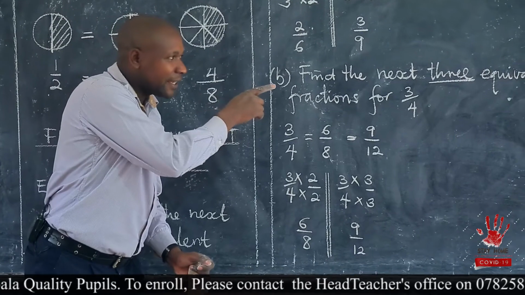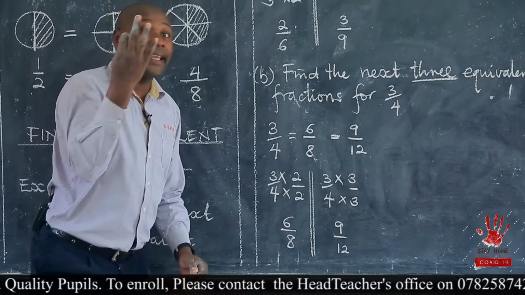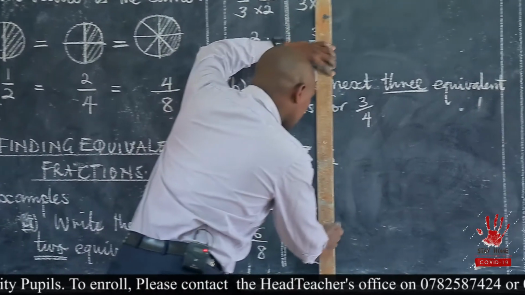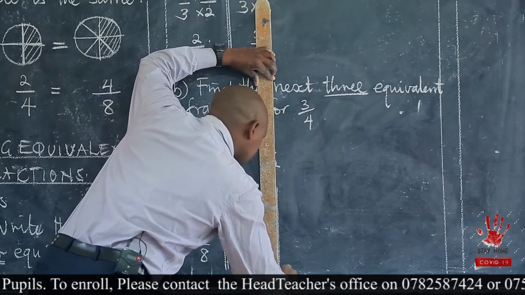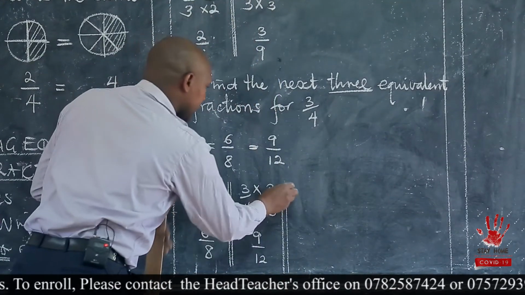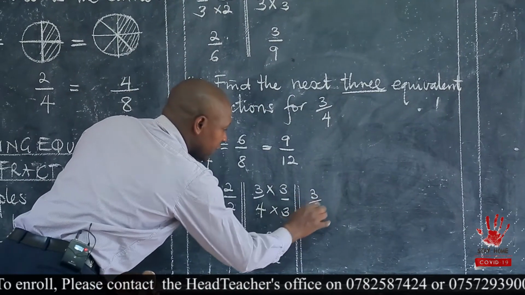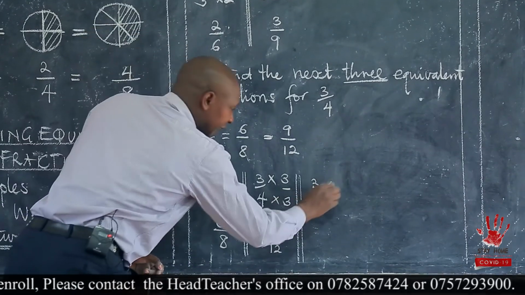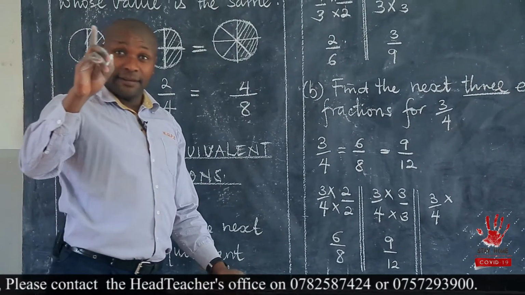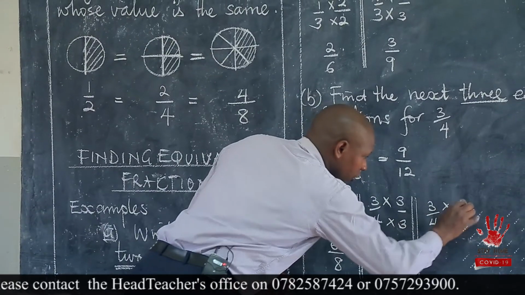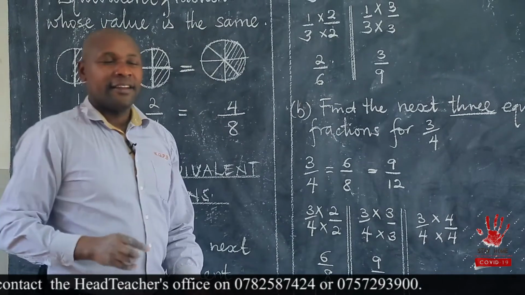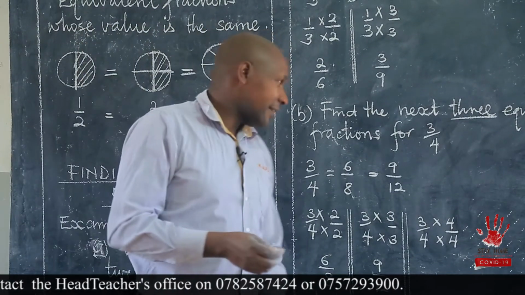Remember, the instruction is saying, please find the next 3. So far we have got 2. Please, allow me to move to the third and the last one, according to this example of ours. So we shall again go to 3/4 times the next counting number after 3. Somebody said 4. Thank you so much. So we multiply 4 by the numerator, then 4 by the denominator.